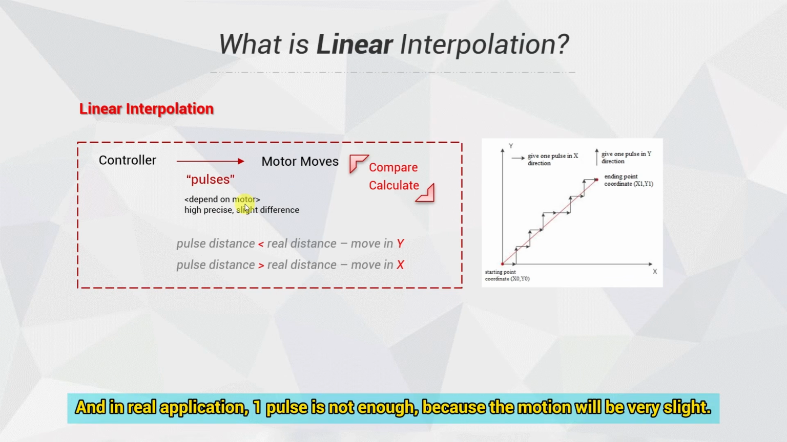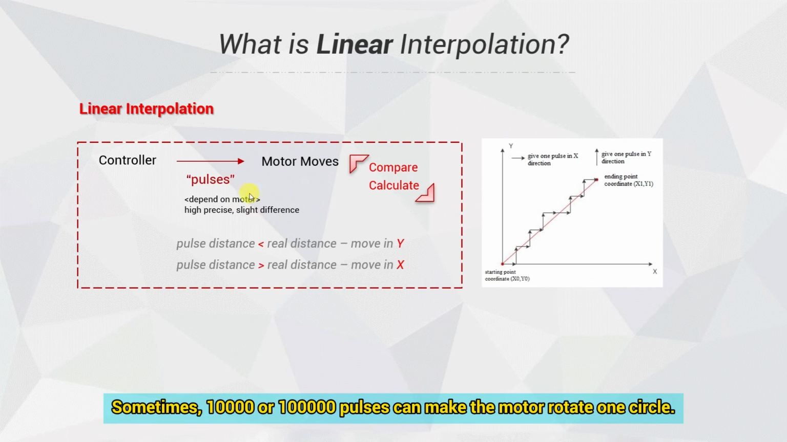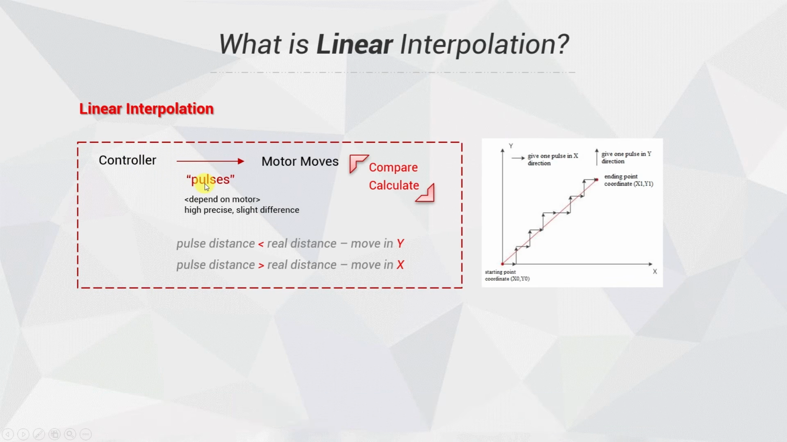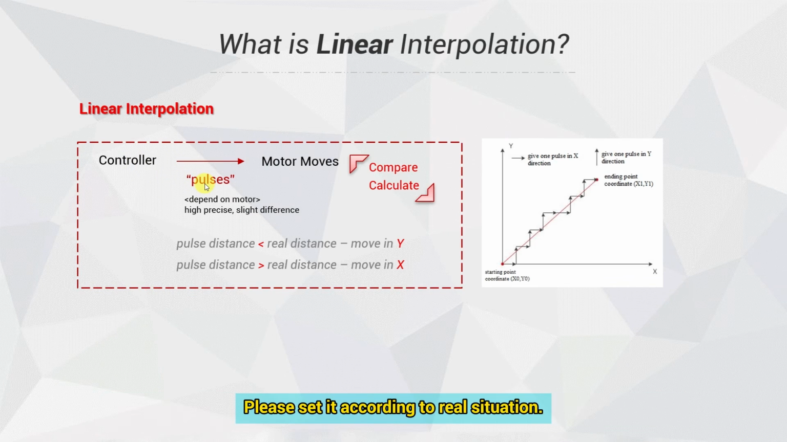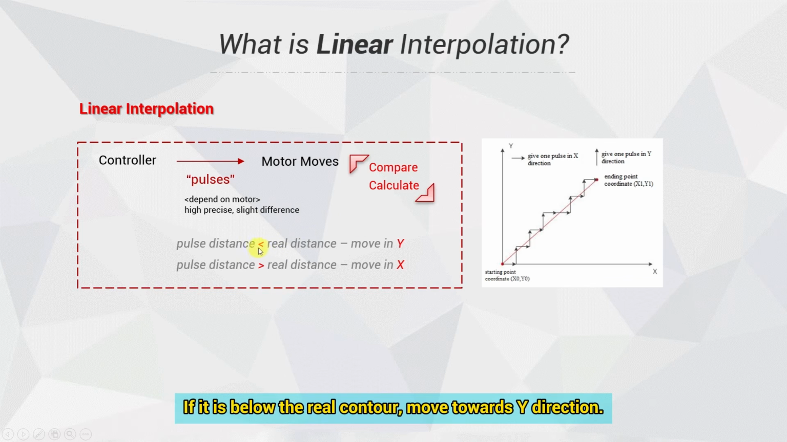And in real application, one pulse is not enough, because the motion will be very slight. Sometimes, 10,000 or 100,000 pulses can make the motor rotate one circle. Please set it according to the real situation. After it arrives at the pulse distance, it will compare the point with the real contour. If it is below the real contour, move towards the Y direction. If it is above the real contour, move along X still. Follow this rule all the time, until it reaches the end point.